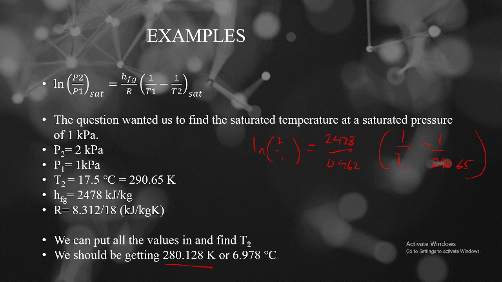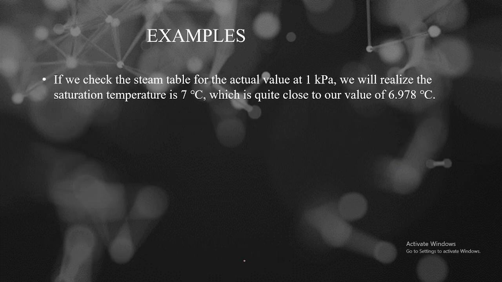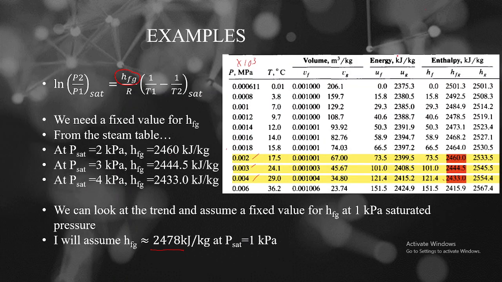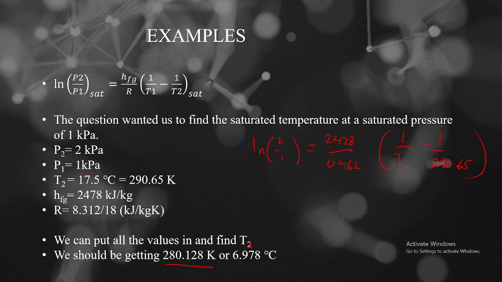Yes, it was supposed to be T1 over here because I made P1 the 1 kilopascal. So the unknown is supposed to be T1, right? Or I can find this as 6.978 degrees Celsius. And from the steam table, the value was actually 7 degrees Celsius, which is quite close to our approximation. So at 1 kilopascal, the value was actually 7, right? So our approximation gave us 6.978, which is also quite close, right?